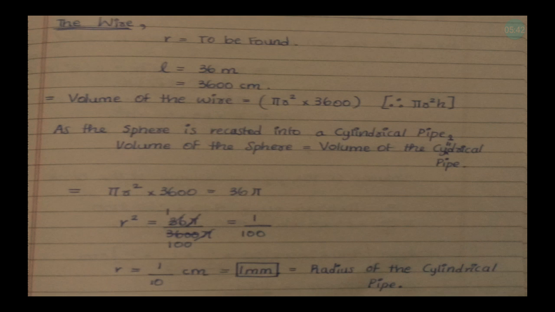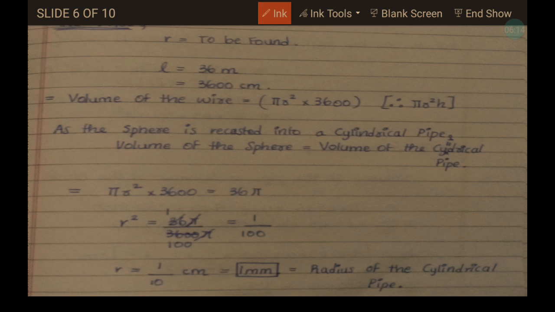Next, as a continuation, we are moving on to the wire. Why? Because the volume of the sphere is converted into the wire. So r is what we need to find, which is what they have asked in the question. What length have they given? It's 36 meter. Because everything here is in centimeter, we convert this into centimeter, which is 3600 centimeter. Then what will be the volume of the wire? The formula is pi r square h. Here, one thing we need to note is that the sphere is recast into a cylindrical pipe.